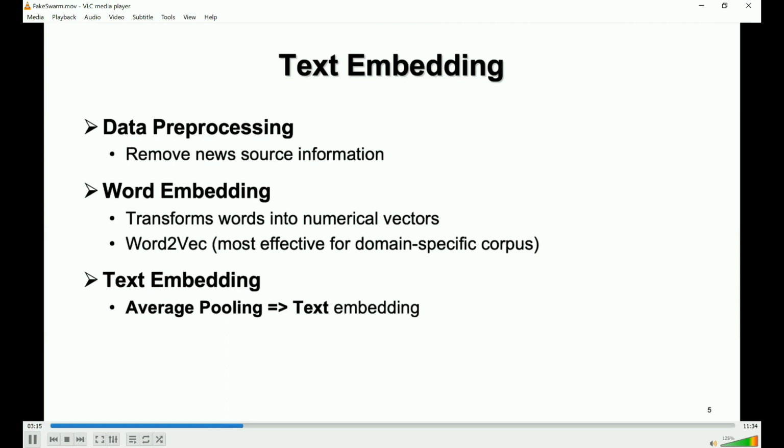FakeSwarm utilizes word2vec as the word embedding algorithm, extracting word embedding from the real dataset to obtain comprehensive semantic information. We applied average pooling to generate fixed-size text embedding for news, capturing the average feature values across all words in each article.